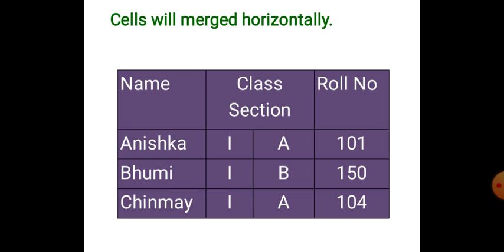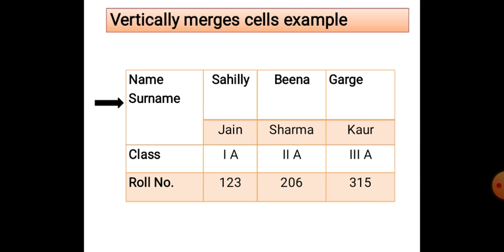We will find that the cells are merged. This time the cells are merged horizontally. If you want, we can merge the cells vertically also. See, in this example we have merged 2 cells vertically.